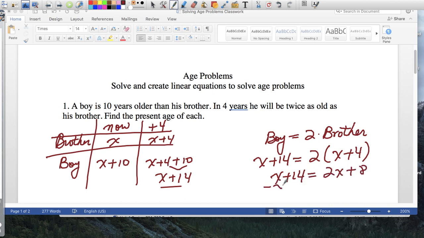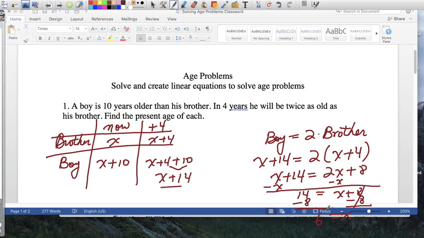Let's subtract an x over here. We get 14 equals, in this case, x plus 8. We're going to do minus 8 here, minus 8 over here. And those two 8s will be 0, and x is going to equal 6.